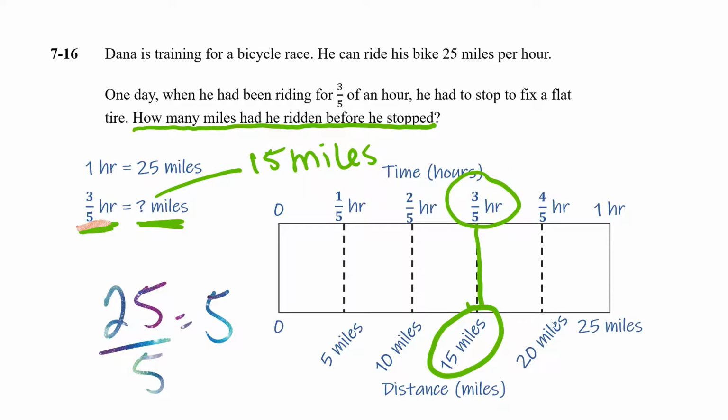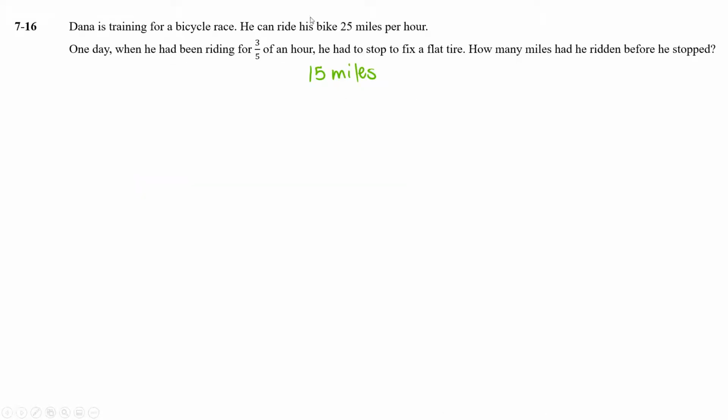So we split up 1 hour into 5 equal groups because that was the fraction that we were given. And so then we had to do the same thing to split up our 25 into 5 equal groups to figure out how much they were equal to. All right, so there's our answer for that one.